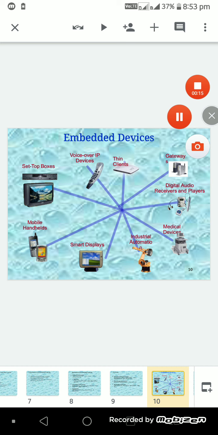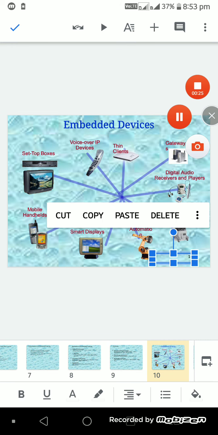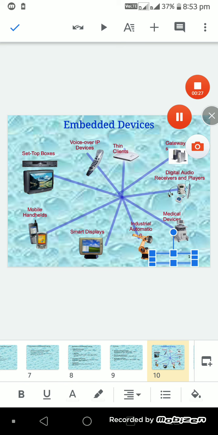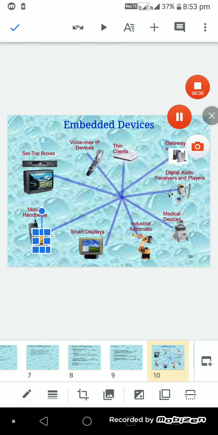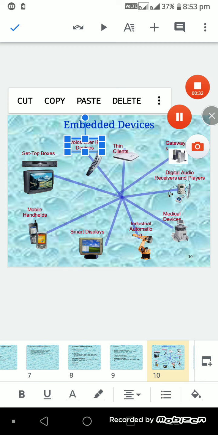First, there are clients and gateways, digital audio and digital devices, and industrial automation, smart displays, and next, mobile handhelds and set-top boxes. Then, how do they communicate? Nowadays we are using wired communication or wireless communication. Those devices are controlled through either wired or wireless communication, and that is called an embedded system device.